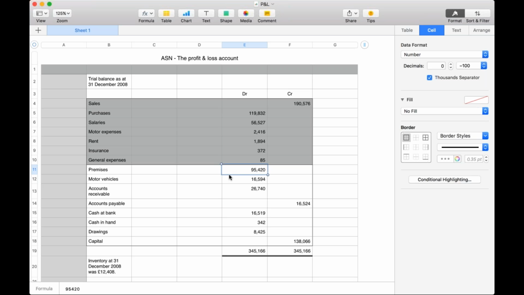So the first number we've got here is premises. Premises is a fixed asset, so it's always going to be a debit. And motor vehicles, just the same, is also a fixed asset, so that's also going to be a debit.